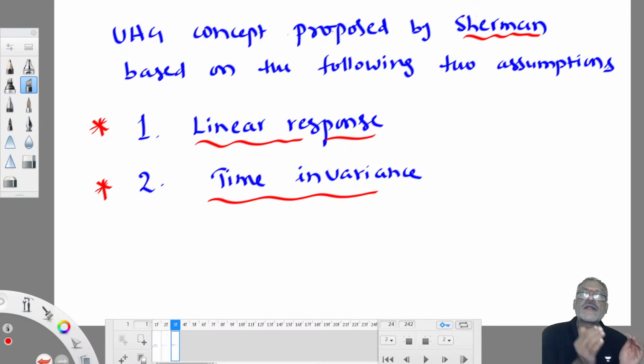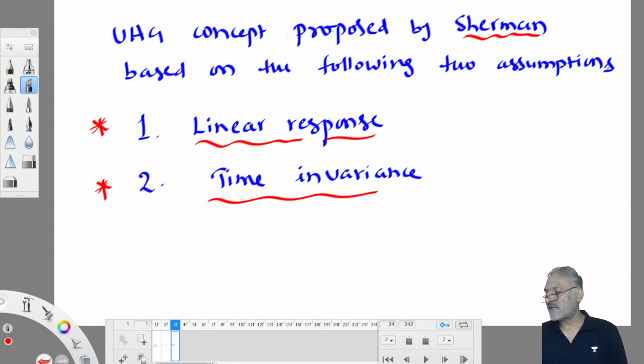So 1 centimeter runoff from a catchment produces a stream discharge of 10 meter cube per second. If a catchment produces a runoff of 5 centimeters, then what would the stream discharge be? It is 10 meter cube per second for 1 centimeter. Therefore for 5 centimeters, how many cubic meters per second? 10 into 5, 50 meter cube per second. Like that we can work out. That's called linear response. It may be true, it may not be true, but it is almost very close to reality. That's why these assumptions are valid.